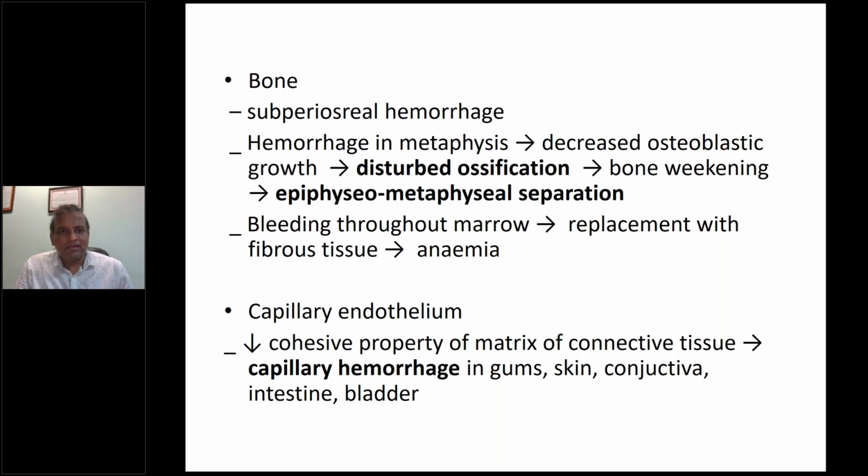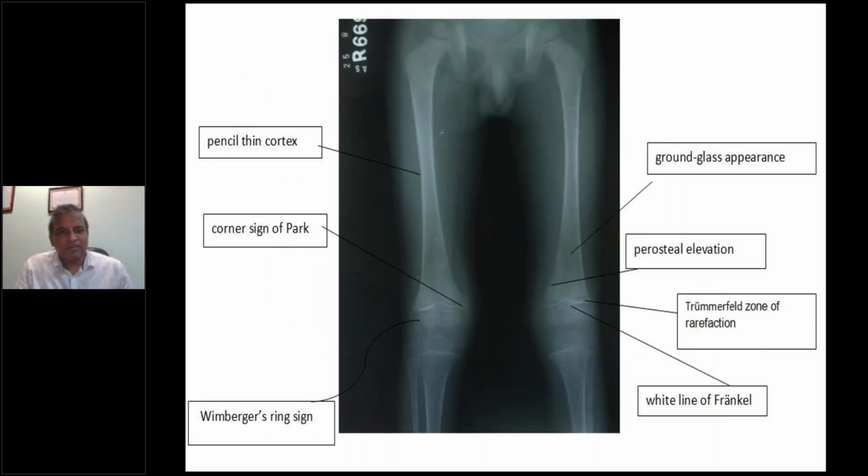These are some classical pictures in an X-ray of a patient with scurvy. We have the ring sign of Wimberger, corner sign of Park. I will come to that in further detail. Trümmerfeld zone of calcification, a white line of Frankel, and ground glass appearance in the metaphysis and pencil thin cortex. This is what is seen in the long bone.